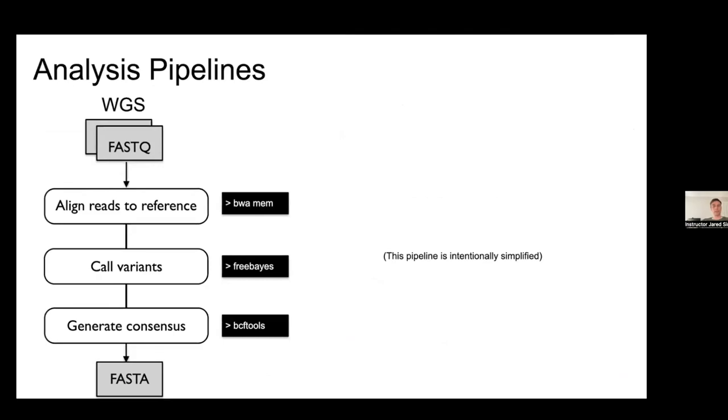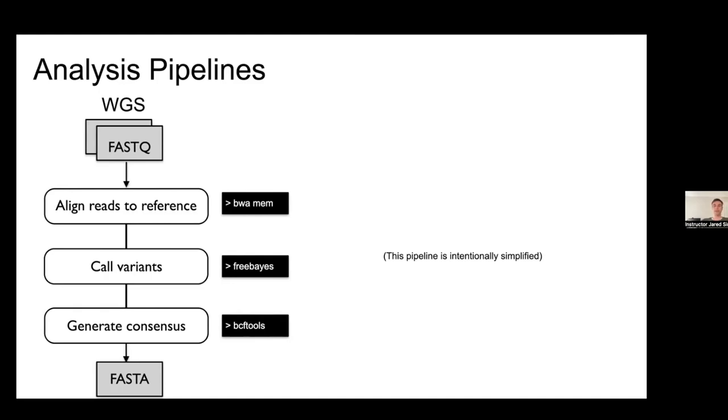Okay, so let's talk about analysis pipelines. This is the general overview of a whole genome shotgun sequencing pipeline. We take FASTQ files from our sequencer. We're then going to align the reads to a reference genome using a program like BWA-MEM. We then call variants with respect to the reference genome using programs like FreeBayes. There are many, many different variant callers. FreeBayes is the one that I prefer and one that we use for coronavirus.